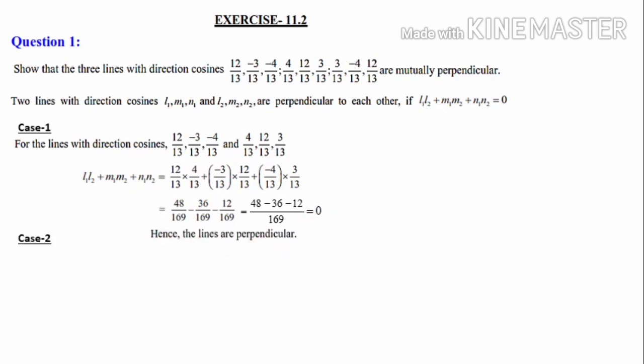Hence the lines are perpendicular. Then the second case, we will take the second and third lines. For the lines with direction ratios 4/13, 12/13, 3/13, again 3/13, -4/13, 12/13.